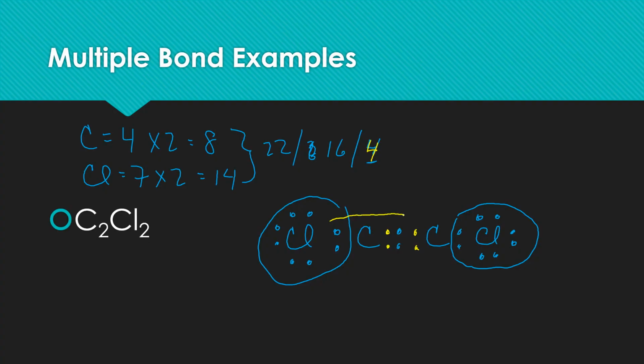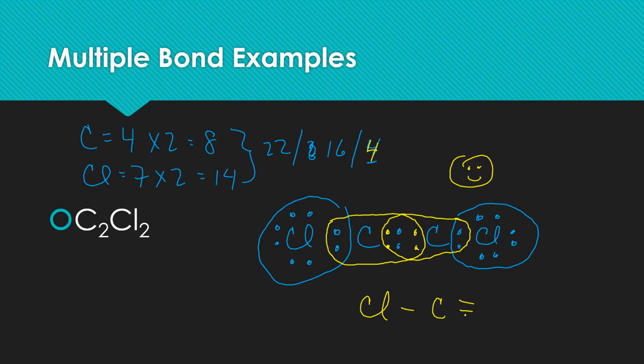Now look, this carbon has 8 around it. This carbon has 8 around it. Everybody's happy. We have a full, complete structural formula. It'd be chlorine, bond, carbon, triple bond, carbon, single bond, chlorine. This is a triple bond. Okay, let's keep moving.